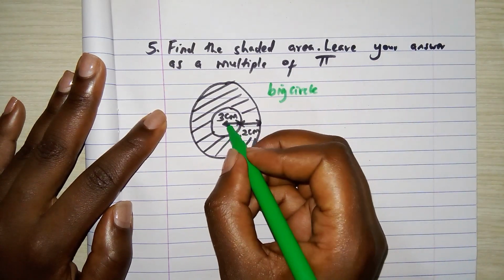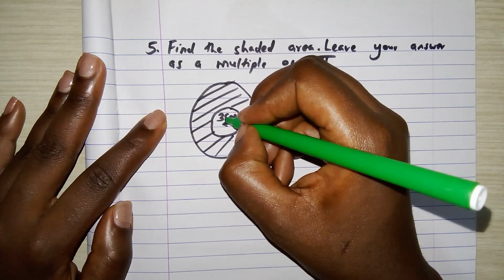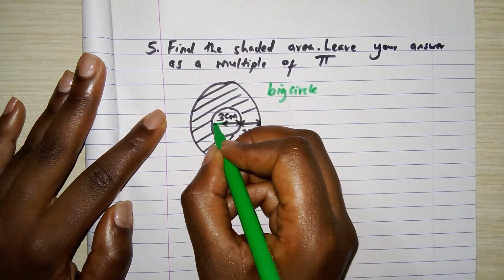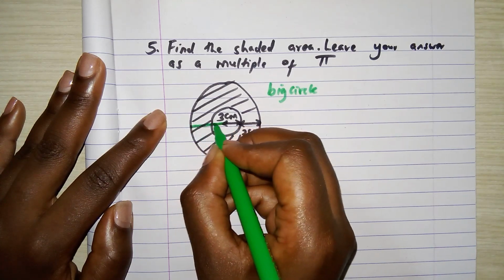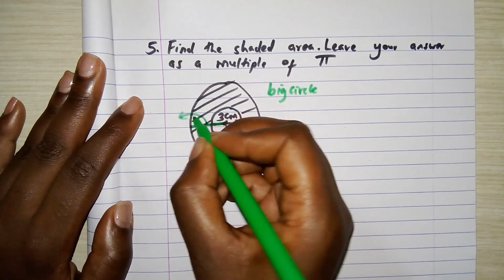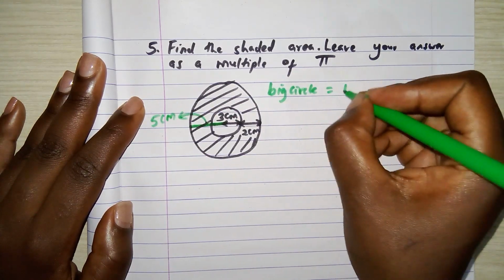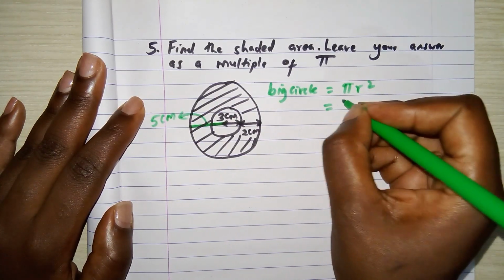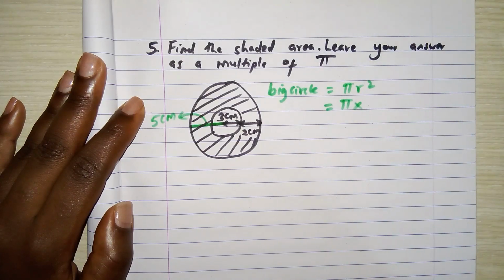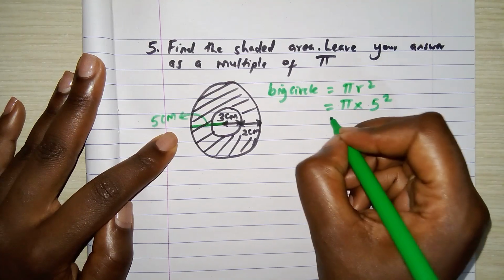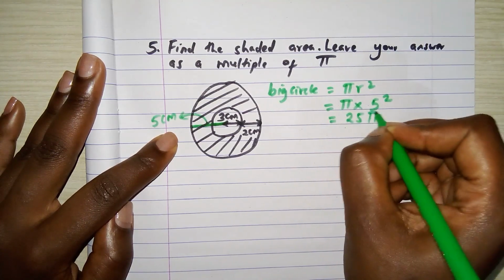For the area of the big circle, the radius will be from here. Let me do it on this side. From here to here is 3, and then from here to here is 2. So meaning the whole thing, the radius would be 5 centimeter. So for the big circle, pi r squared, pi times 5 squared, this one will be 25 pi.